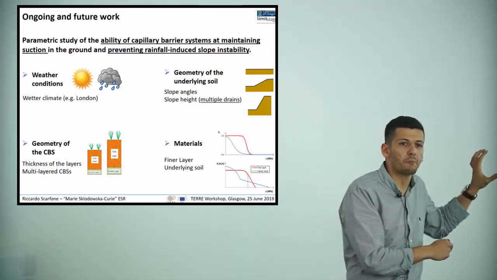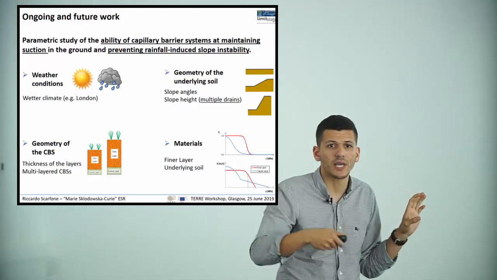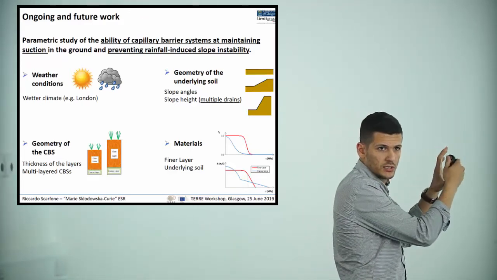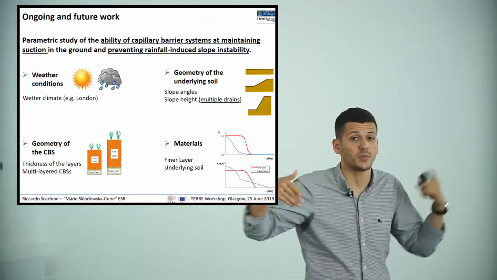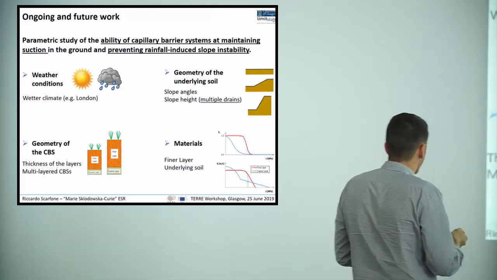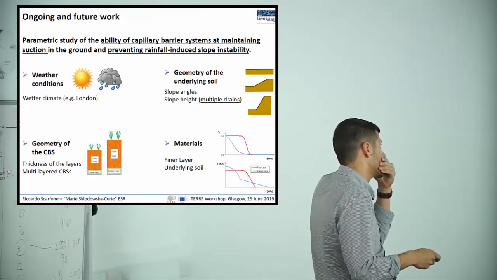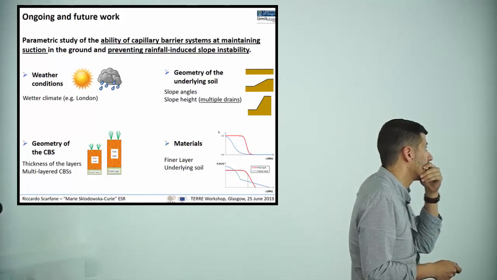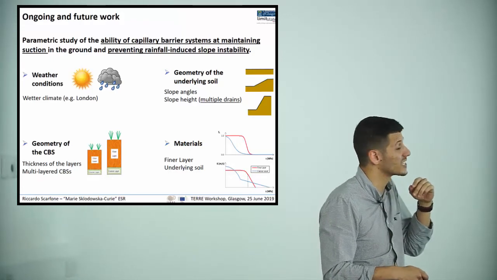This was only a picture of the work I'm doing on this part. So the idea is extending the picture I gave you here to more parameters, to understand the influence of other parameters, where we analyze the influence of weather conditions, for example a wetter climate, the geometry of the underlying soil, considering other slope angles, and the slope height.